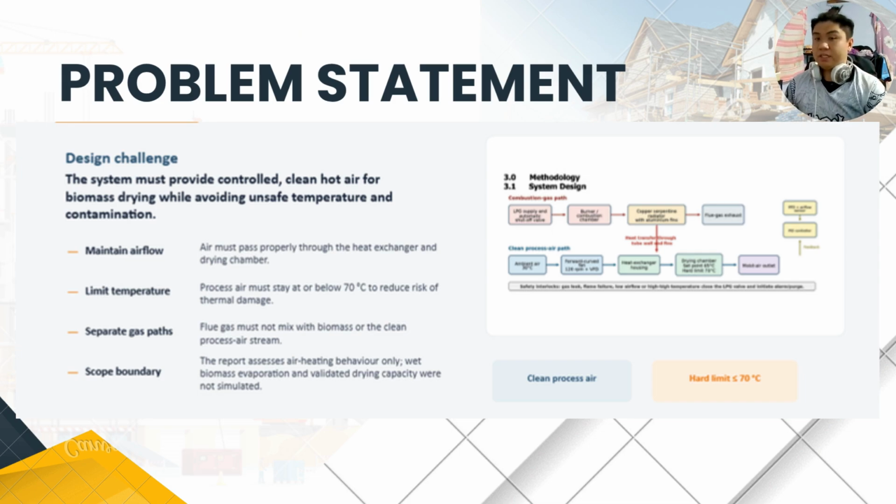However, this project only focuses on the air heating system. It does not fully validate the actual drying capacity because wet biomass and moisture evaporation were not included in the CFD simulation. Therefore, this project mainly evaluates whether the proposed air heater can produce controlled airflow and temperature suitable for biomass drying.